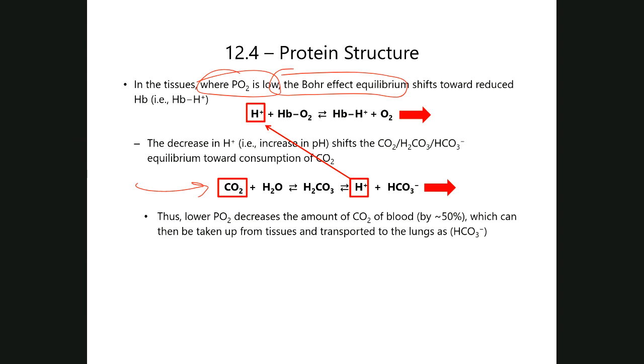In the tissues, as we've said, this is the Bohr effect again, right? The increase in CO2 causes a shift in this equilibrium to the right. That increases the number of protons. And that then comes back and feeds onto this equilibrium. The oxyhemoglobin is going to be protonated, and it causes the release of the oxygen and facilitates that release of oxygen. And this is the Bohr effect.